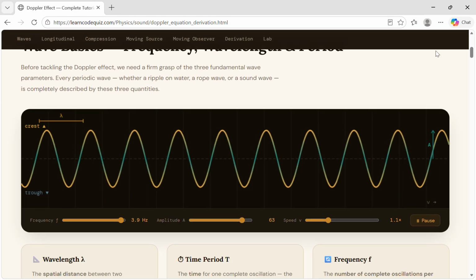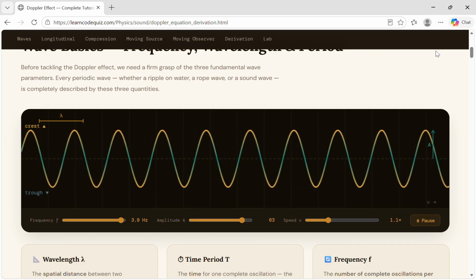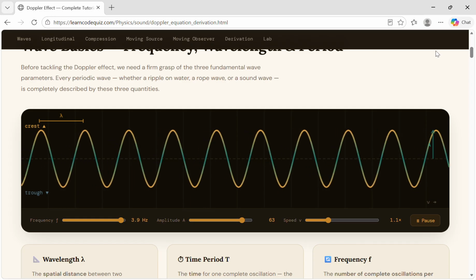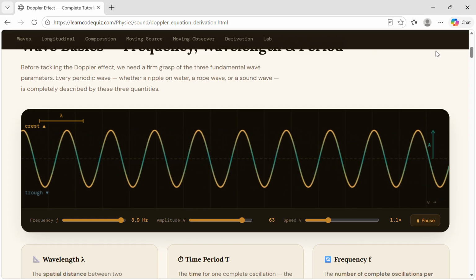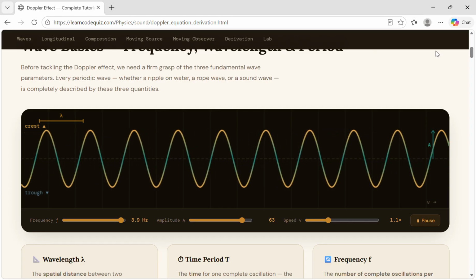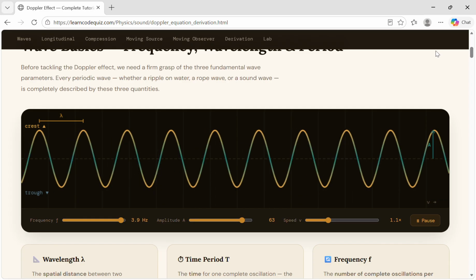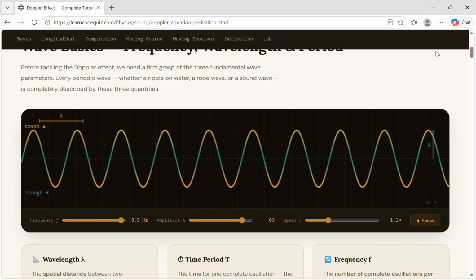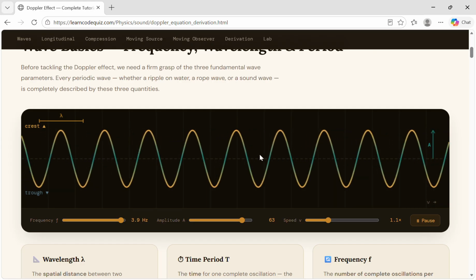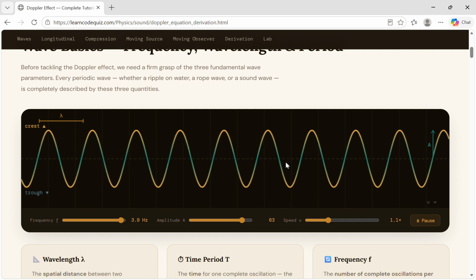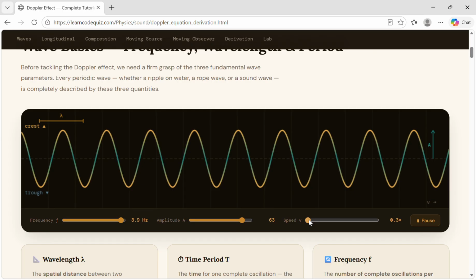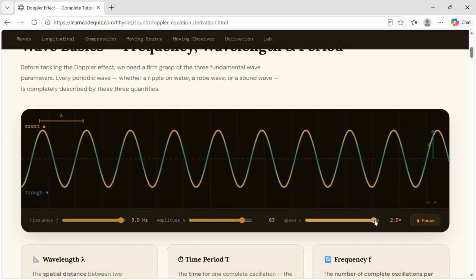Before we get into sound, which is a longitudinal wave, and I'll come to the difference between longitudinal wave and transverse wave, let's consider what a wave is. What are the parameters involved in a wave? As you can see, this is a sinusoidal wave. You can see it's moving from one direction to the other, right? I can increase the speed of the wave and it makes it very slow, and this is very fast.